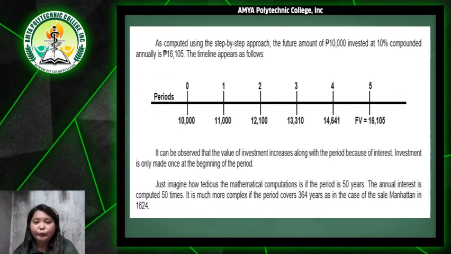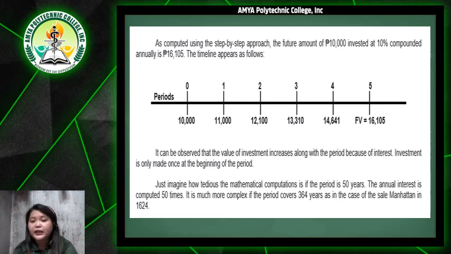As computed using the step-by-step approach, the future amount of 10,000 pesos invested at 10% compounded annually is 16,105 pesos. So the timeline appears as follows. We have here now the timeline from the present value, which is 10,000 pesos, up to the future value, which is now 16,105 pesos. It can be observed that the value of the investment increases along with the period because of interest on interest. Investment is only made once, at the beginning of the period.